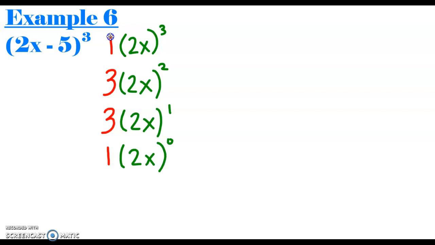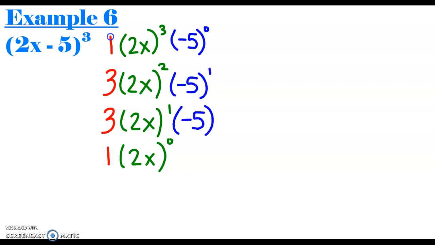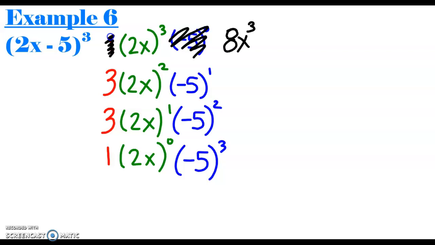Right, I'm going to go ahead and rewrite the second term. So then I have negative 5 to the power of 0, negative 5 to the power of 1, negative 5 to the power of 2, and negative 5 to the power of 3. All right, let's see what we've got. 1 doesn't do anything, right? 2x quantity to the power of 3 would be 8x to the third. And power of 0 on the negative 5 doesn't do anything. So first term is 8x to the third.